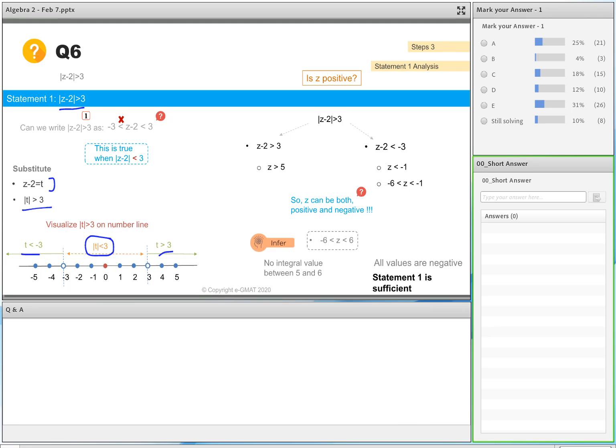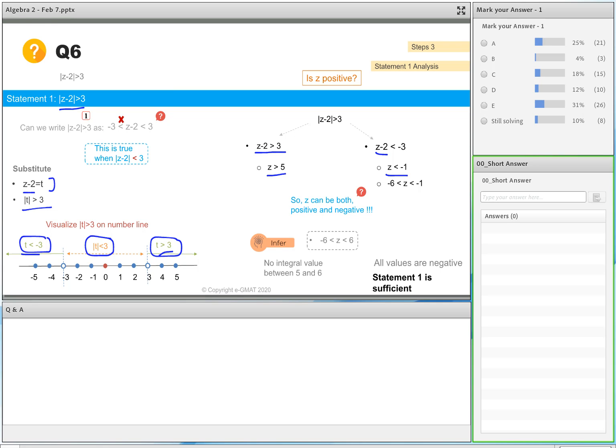So what is t? T means z minus 2. So one case is when z minus 2 is greater than 3, I'm talking about this case over here. The second case is z minus 2 is less than -3, I'm talking about this one over here. If z minus 2 is greater than 3, then the value of z would be greater than 5. If z minus 2 is less than -3, then the value of z would be less than -1.